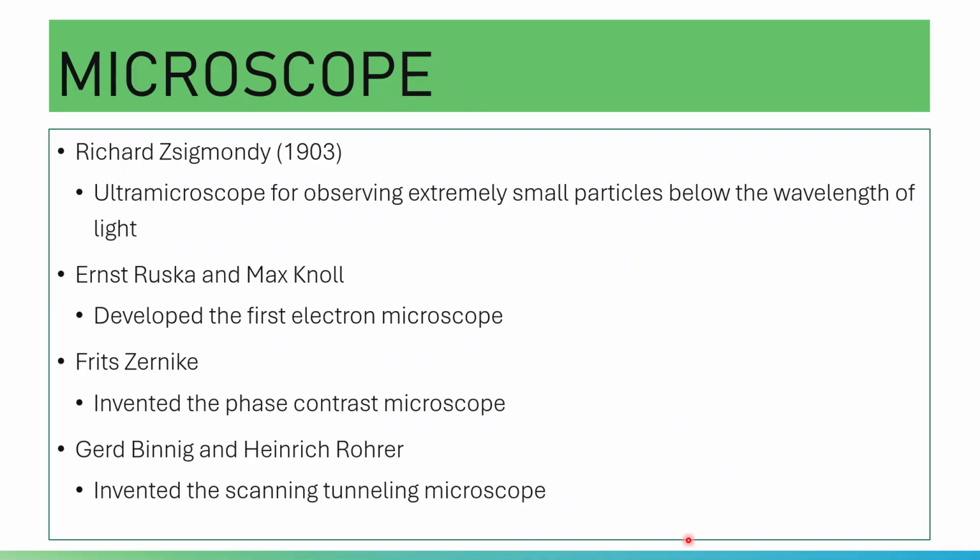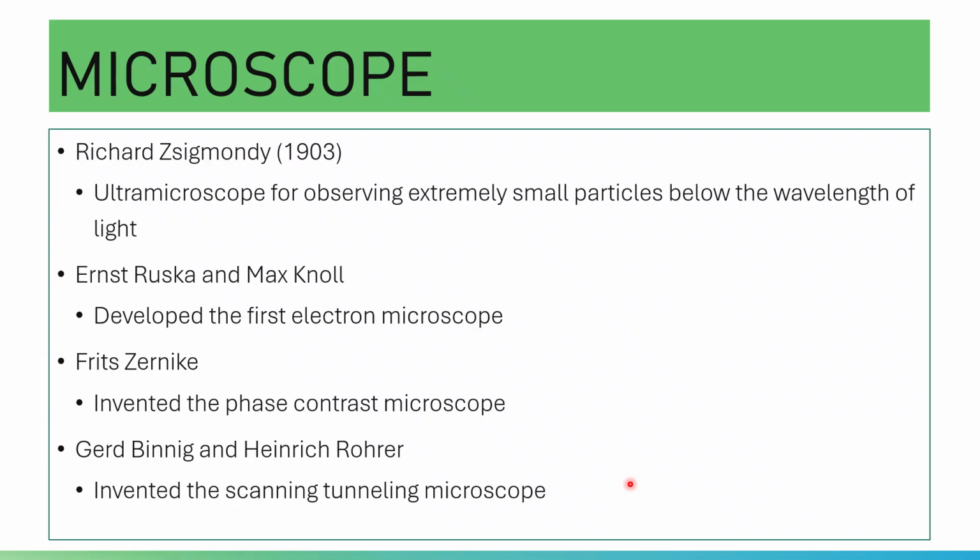And then you have Fritz Zernike, who invented the phase contrast microscope. With this invention, it became possible to study transparent biological material. The phase contrast microscope is utilized to examine transparent biological material, or objects that have low refractive indices. And then you have Gerd Binnig and Heinrich Rohrer.